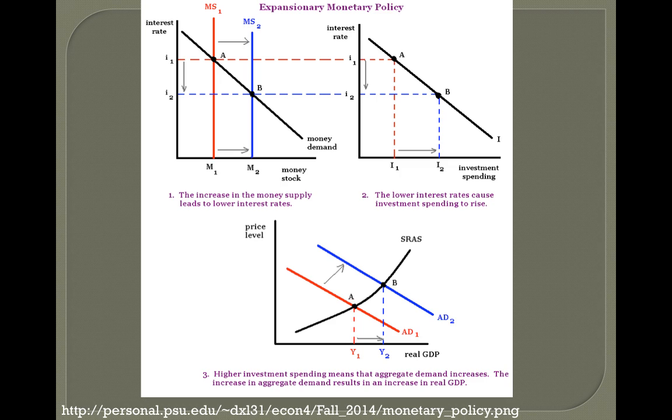So this is expansionary. Contractionary is just the opposite. It's when we go the opposite way, when we increase interest rates and decrease the supply of money. Instead of moving in diagram 1 from A to B, we would move from B to A. In diagram 2, we would move from B to A, and then AD would shift back. We use contractionary monetary policy maybe to curb inflation if it gets too high, and we use expansionary monetary policy to promote economic growth.